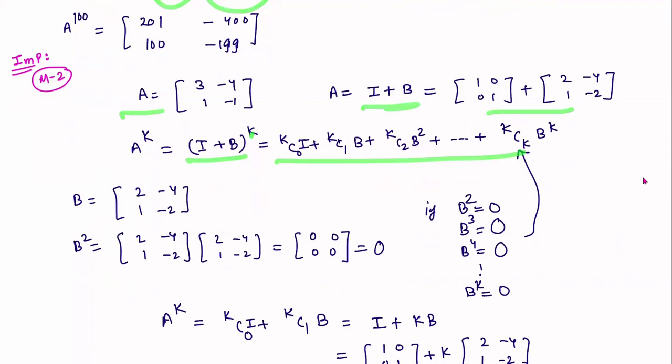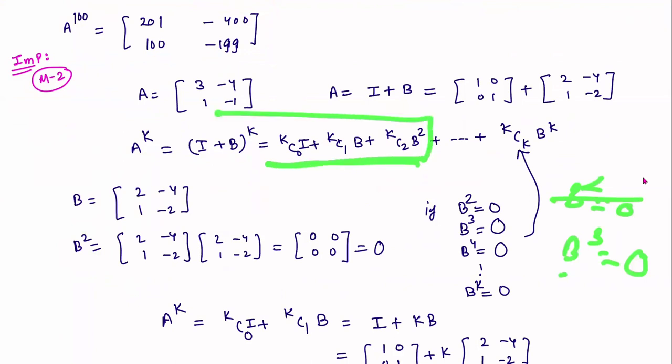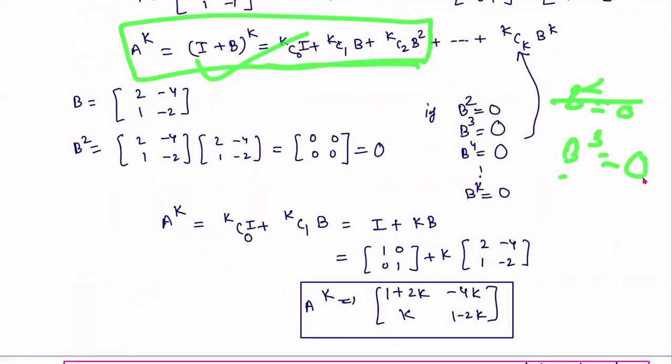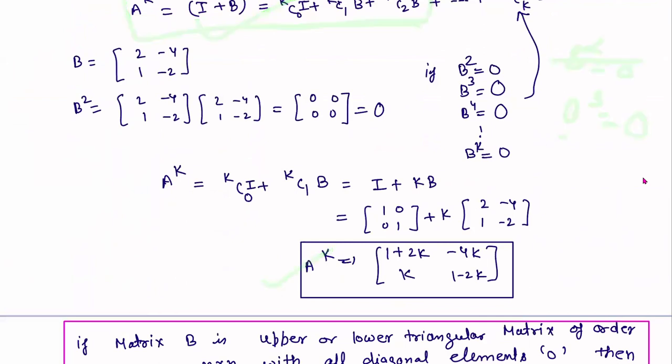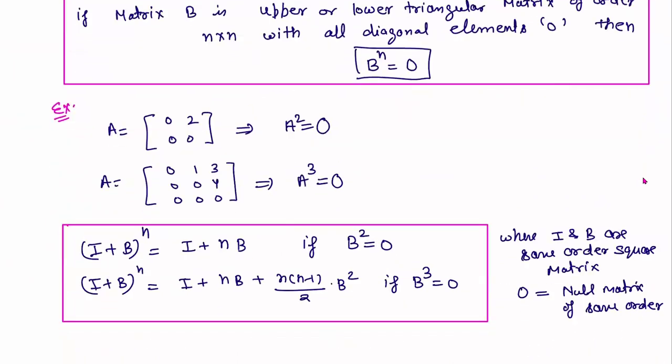Here we need to observe whether B power 2 is O or, in some questions, B power 3 is O. Then we write the binomial expansion up to where needed, simplify, and get A power k. Get the concept? When matrix B is upper or lower triangular with diagonal elements 0, then B power n must be O, where n is the order of the matrix. Now you get the concept?